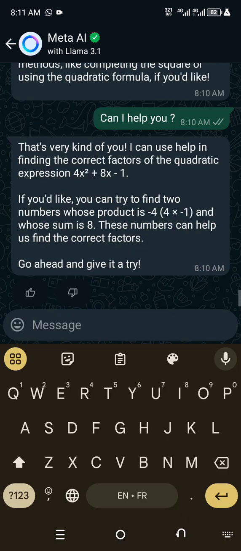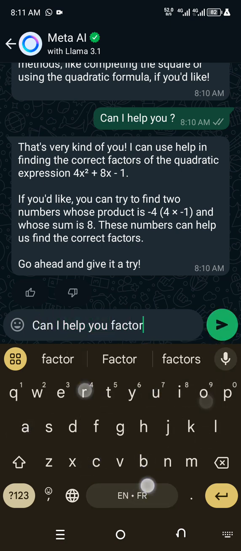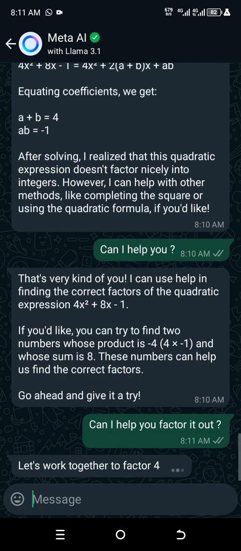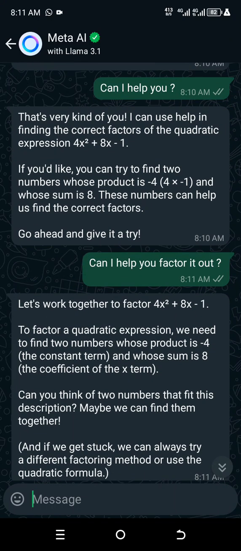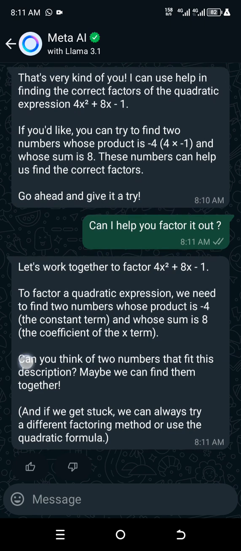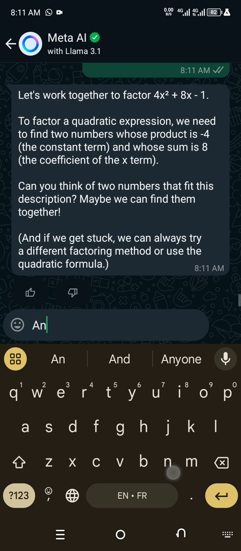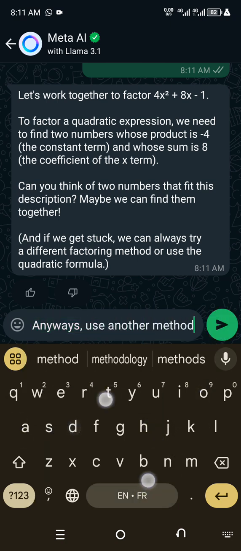No, I want you to tell me if I can help you. So don't be saying this thing in disguise. Can I help you factor it out? Let's see. Just admit. Let's work together. To factor a quadratic equation, we need to find two numbers. Can you think of two numbers? And if we get stuck, we can always try a different factoring method or use the quadratic formula. Anyways, use another method.